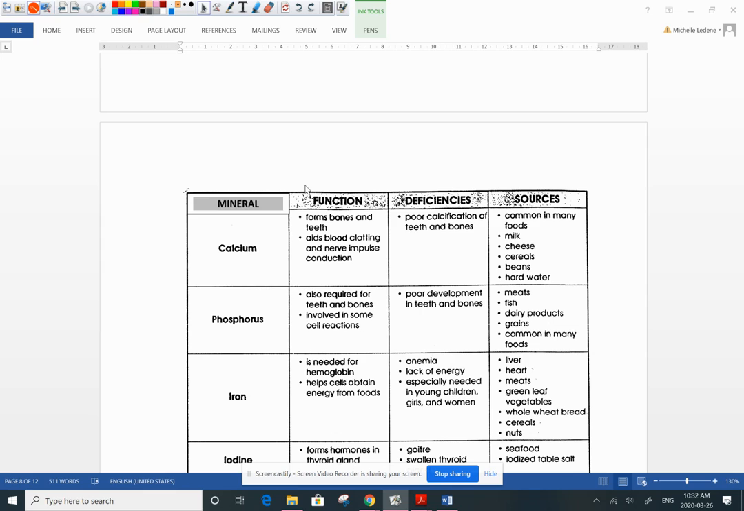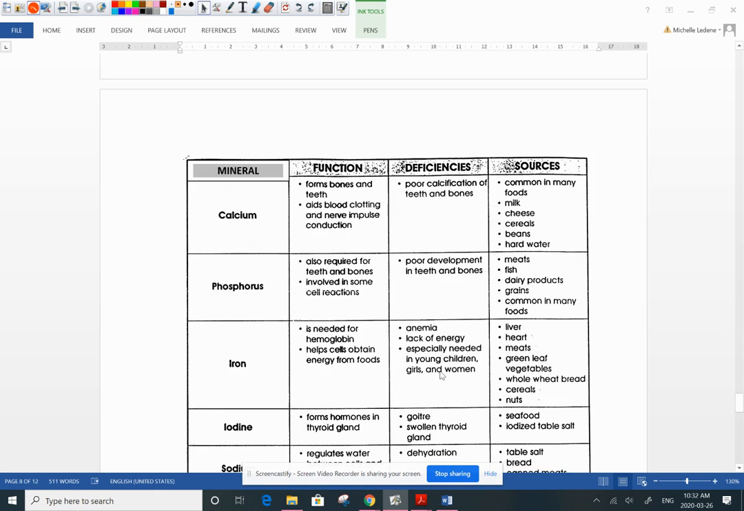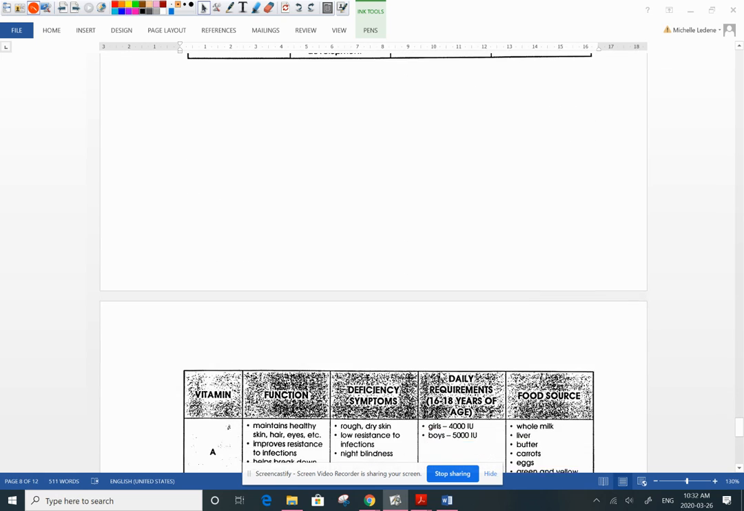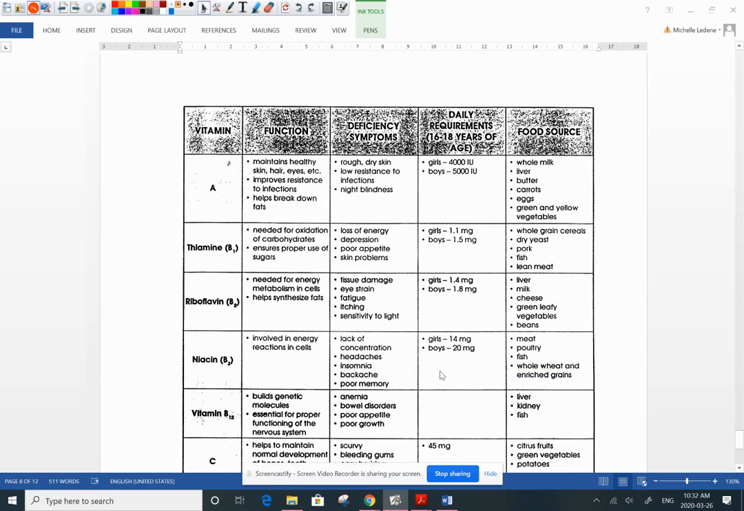You know calcium already. It's important for your bones and your teeth, and it's in milk and cheese, right? And so you know a lot of these. And the deficiencies column, that's what happens if you don't have enough of that particular mineral. Okay, so like if you don't get enough iron in your body, and we've already talked about this, you can have anemia, right? Your red blood cells need iron to help with the protein hemoglobin to carry oxygen.